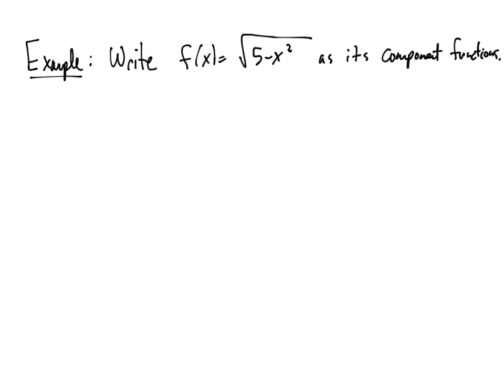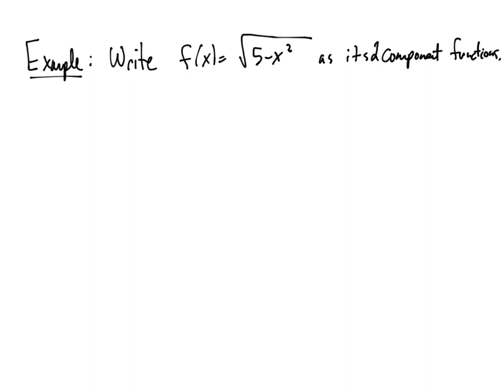Alright, so we have f of x equals the square root of 5 minus x squared. We want to figure out what two functions, I guess we don't know for sure that it's two functions, but I'll just be explicit. Write f of x as its two component functions.